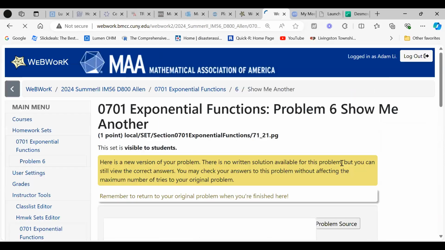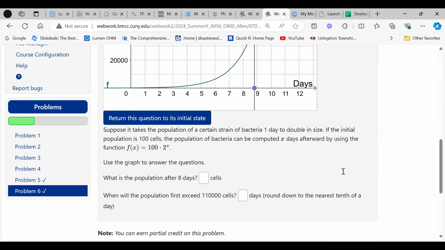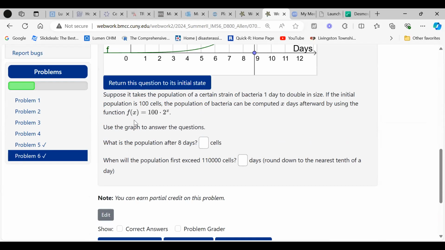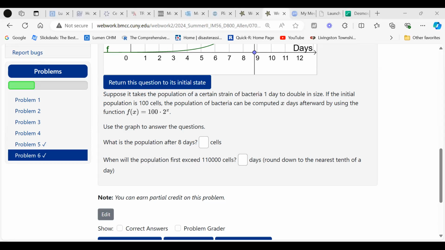So I'll let you try one of these. Another one, 8 days, very similar question, just slightly different numbers. Okay, try it.